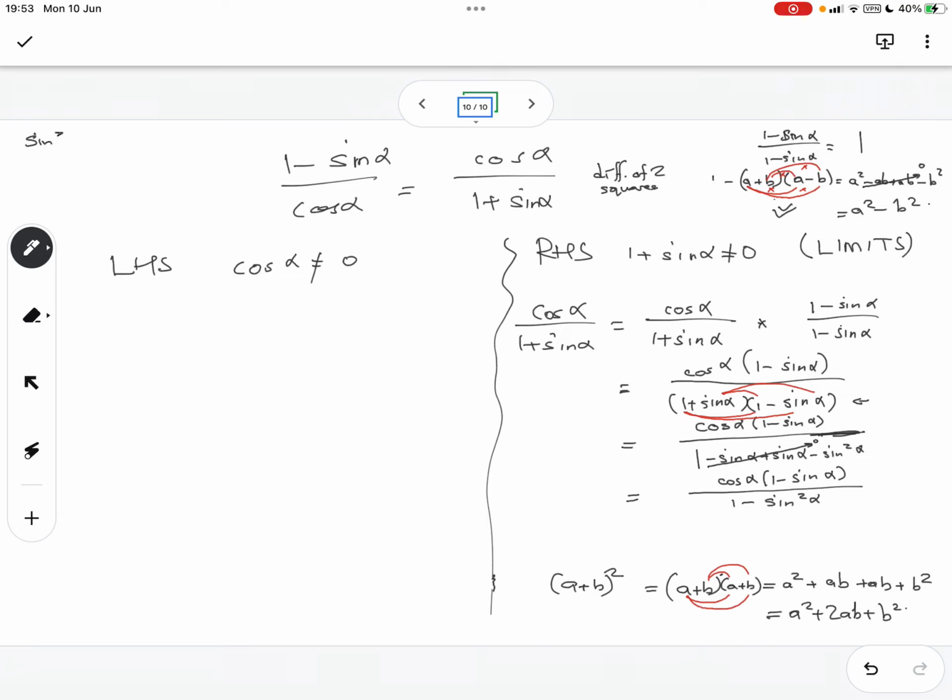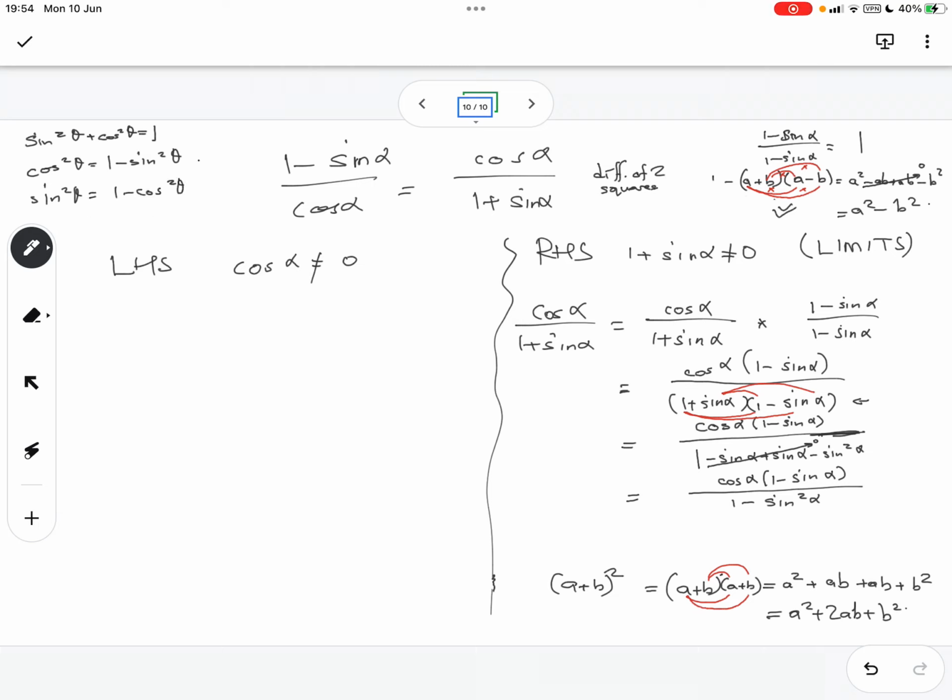And then these two are additive inverses to each other, so they amount to 0. And so we are just left with cos alpha times 1 minus sine alpha over 1 minus sine squared alpha.